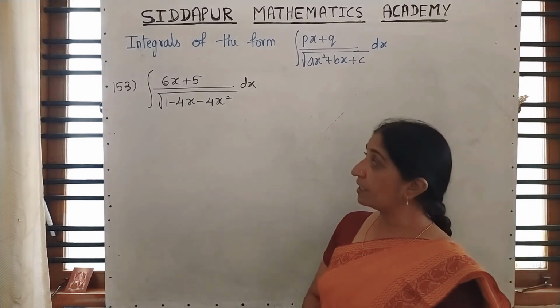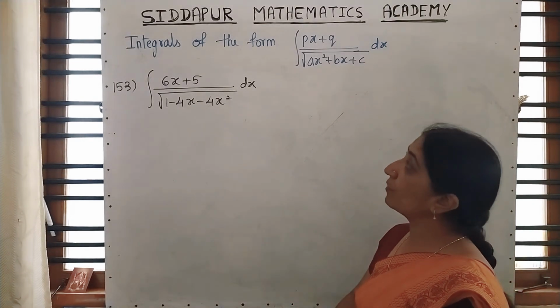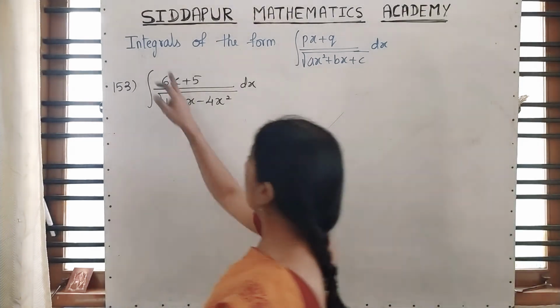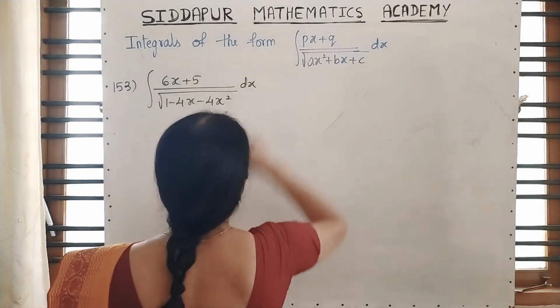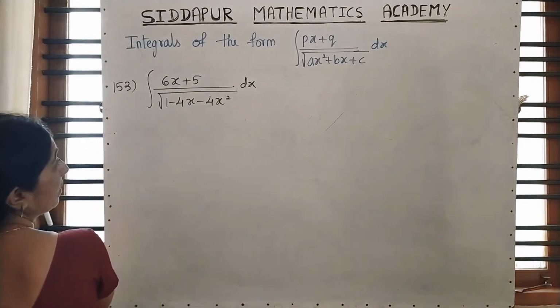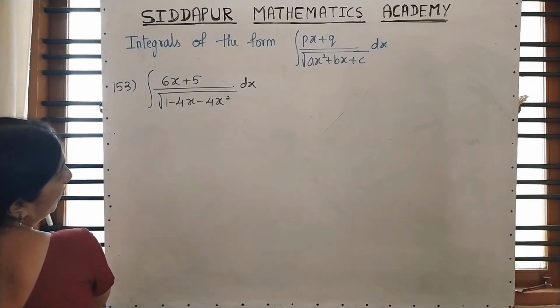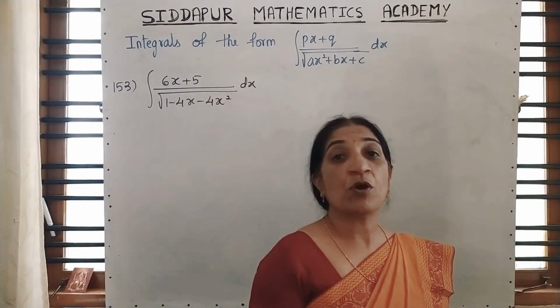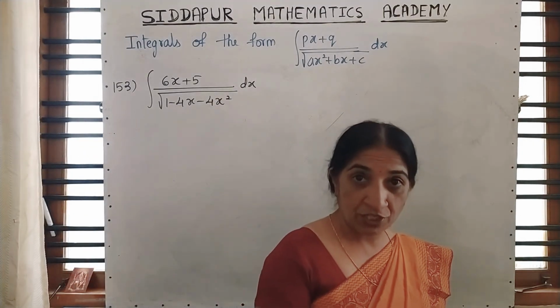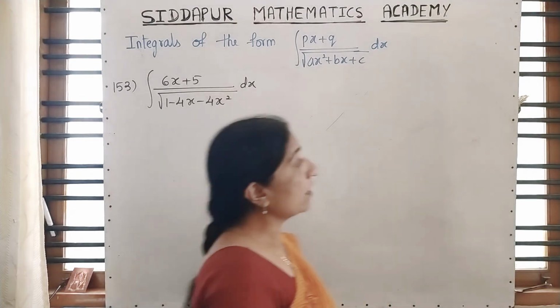So in today's integration class, again I will give one more method. See that method, integrals of the form (px plus q) upon root of (ax square plus bx plus c). See what you are observing. We are observing a linear expression in the numerator and a quadratic expression that is under square root in the denominator.